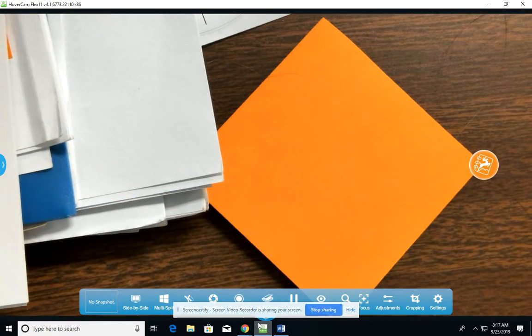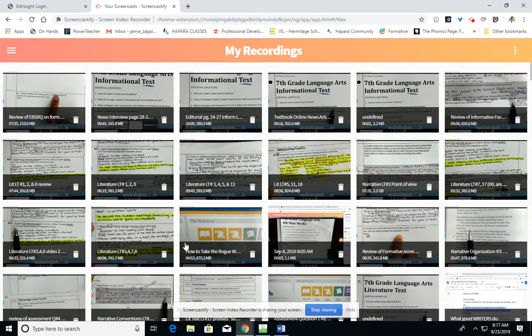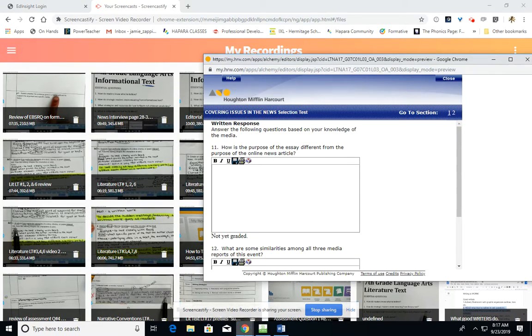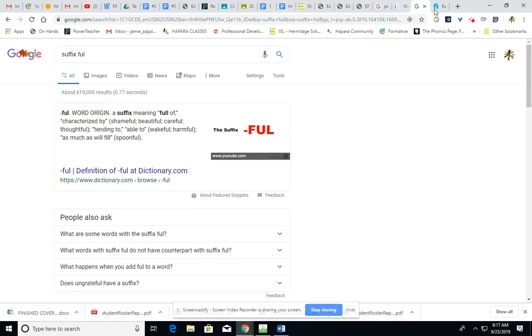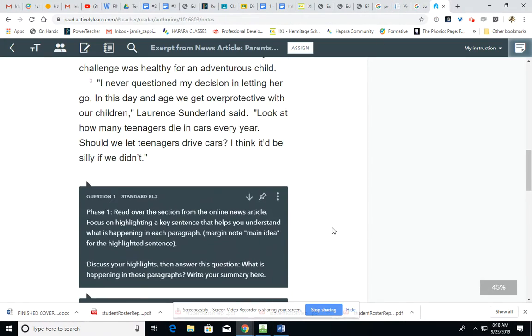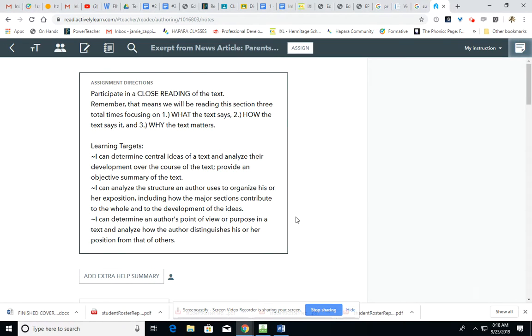So as I said, today we are looking at nonfiction. We're going to be covering a close reading look at a section from the excerpt from the news article, the online news article about Abby and her being lost at sea for a little while.